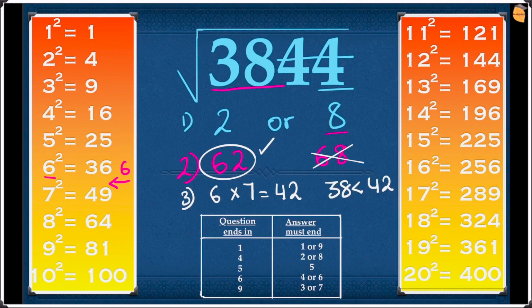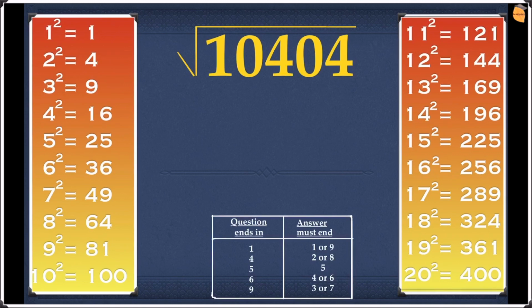So now let's go on to the next example. So now let's look at this example, which is the square root of 10404. Okay, so first let's look at the last digit. Last digit is obviously 4. So if the question ends in 4, the answer must end in 2 or 8. Okay, so write the 2 and then the 8. Okay, so we know our answer ends in 2 or 8.